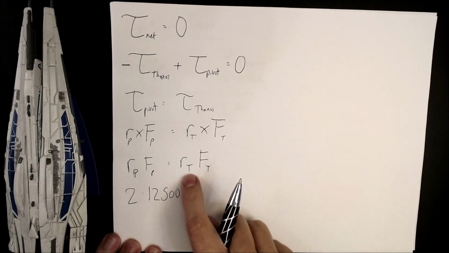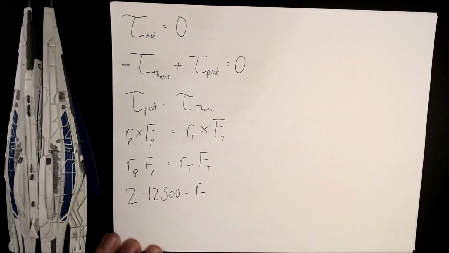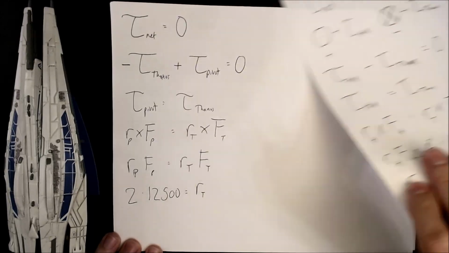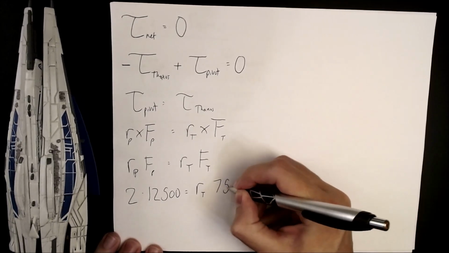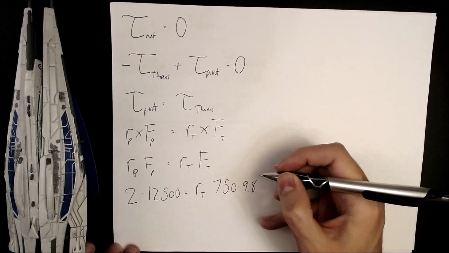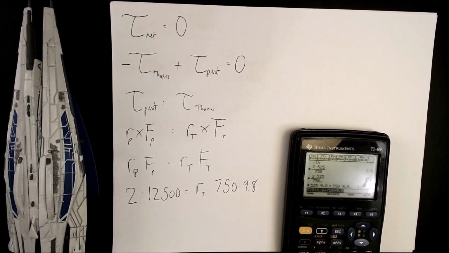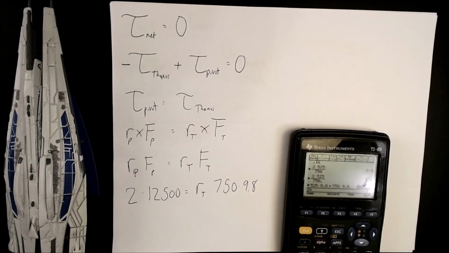That is equal to the radius of Thanos, which is the thing that we're going to look for again. We know what it's going to be. We know that it's going to be 1.4 meters. We just want to confirm that it's going to be 1.4 meters. Times the force of Thanos, well, that is 750 times 9.8. And I can solve for that pretty quickly. I can take 2 times 12,500, but I'm just going to get it from my calculator, divided by 750 times 9.8. And that's 3.4 meters.